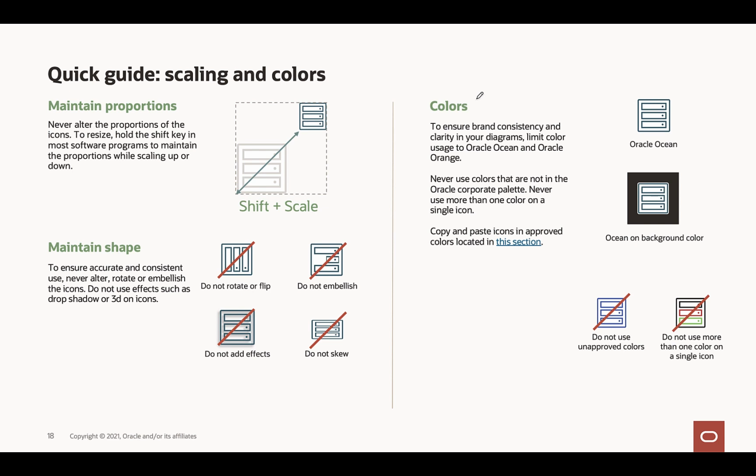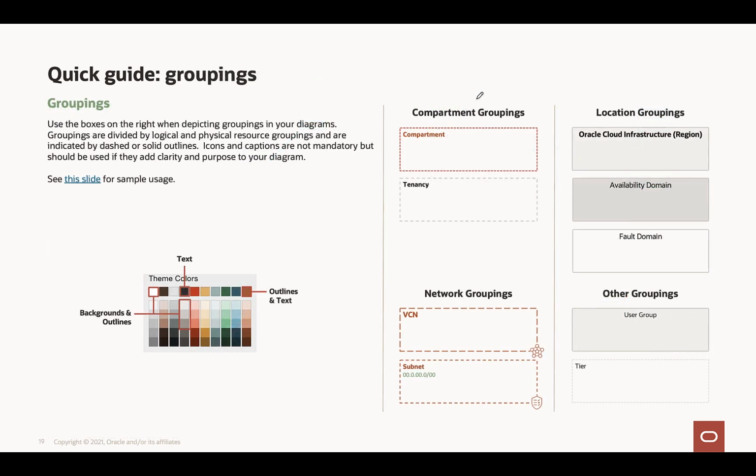For colors, we have a specific color scheme that we would appreciate you using when you're actually defining this. And these are things that you can pull from the slide deck that is found on this page. We also have groupings for the collection of resources, and we have specific colors that we would really appreciate you using when you're creating our architectures to make sure that they're consistent across the board.